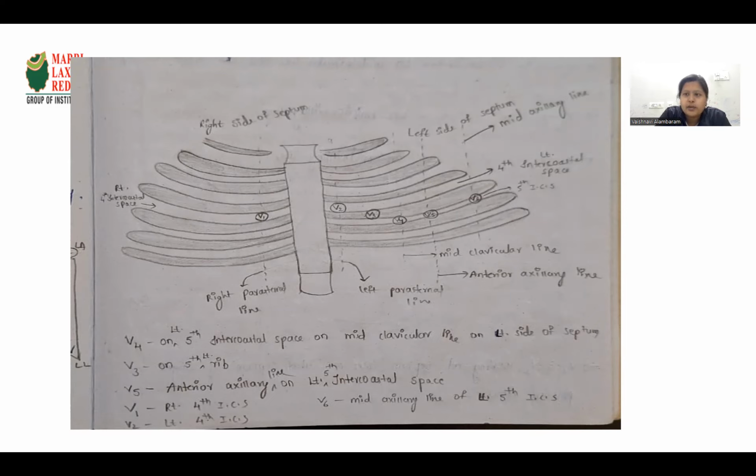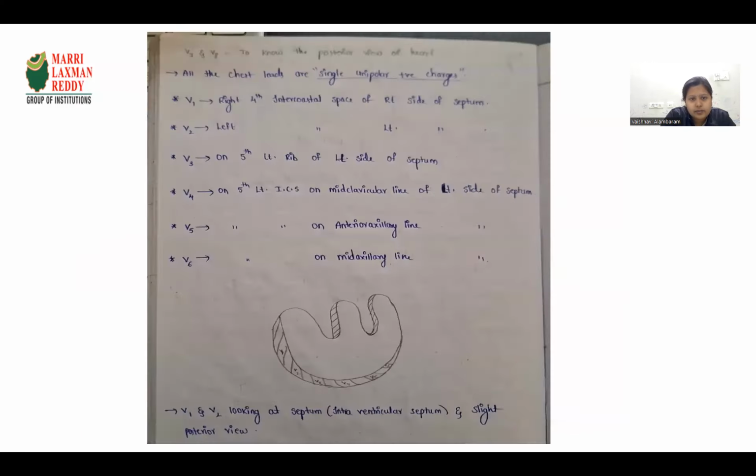What is the difference between the limb leads and chest leads? Limb leads are looking at the heart in the vertical direction. The chest leads are looking at the horizontal direction, or in the transverse plane. They are looking at the electrical activity of the heart. So this is about your placements. Already I have explained. In the transverse section, the placement of the chest leads from V1 to V6 looks like this.